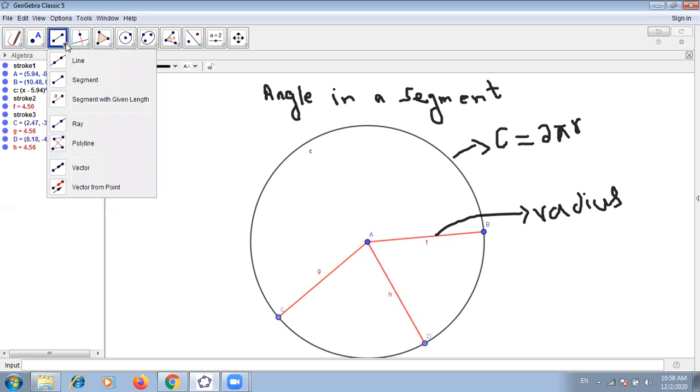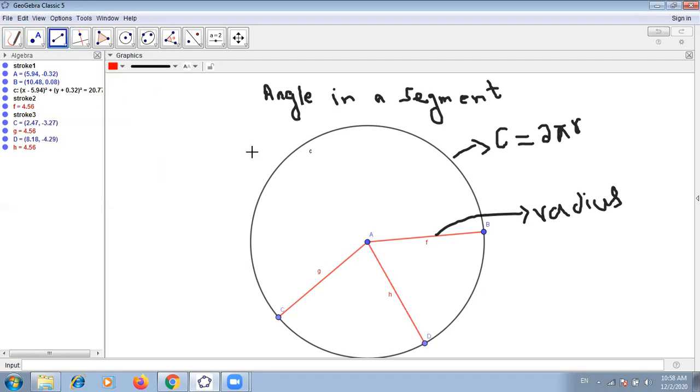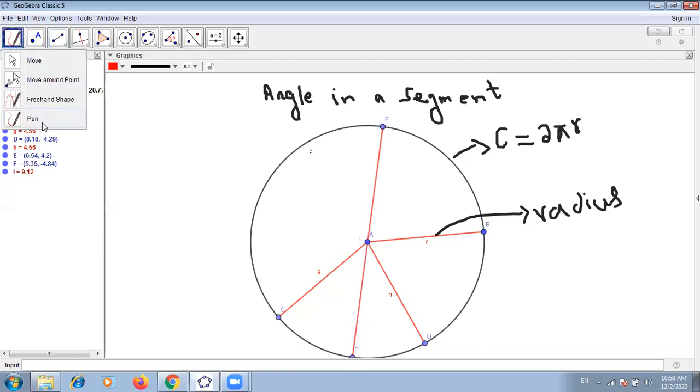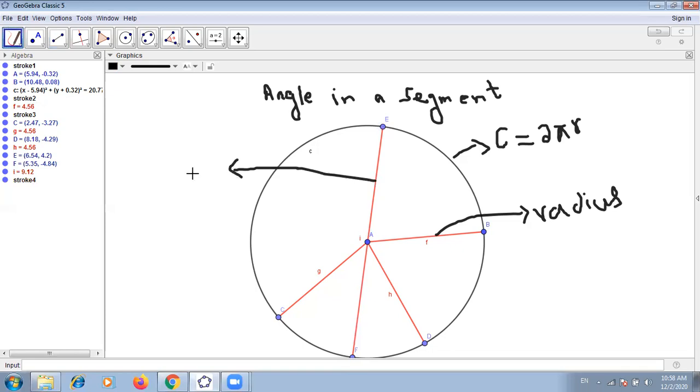In the same way, if I join a line so that it touches the circle at two different points and passes through the center of the circle, then it is called the diameter. The relationship between diameter and radius is this: diameter is twice the radius. One radius, two radius. That's why diameter is double the radius. D equals 2r. That is the relationship between diameter and radius.